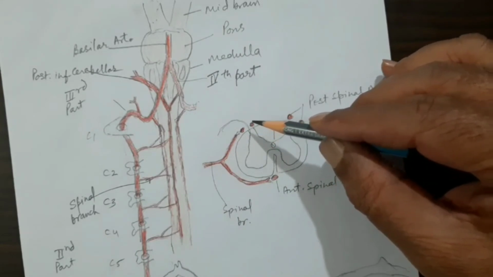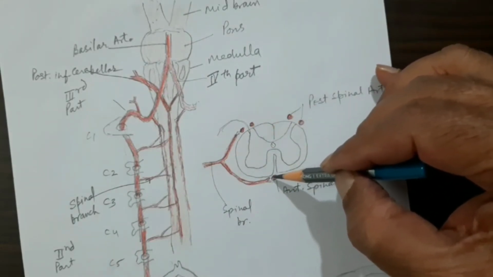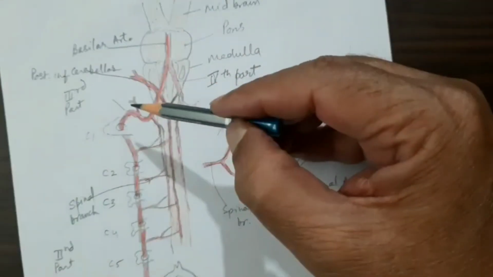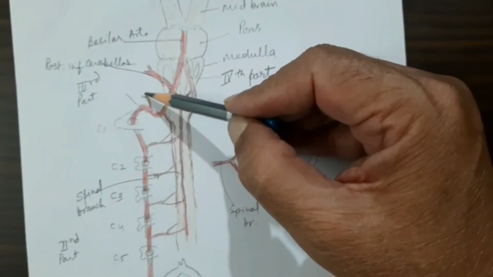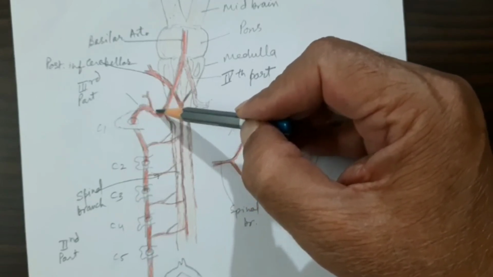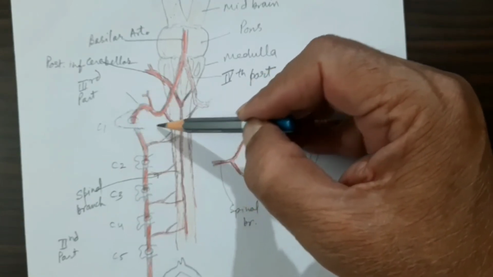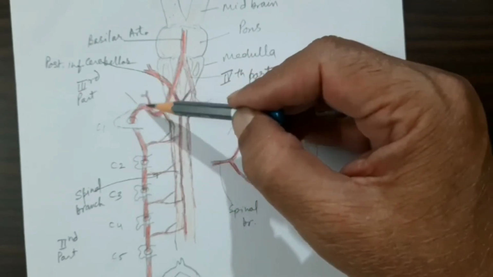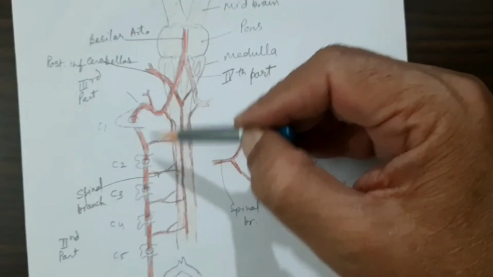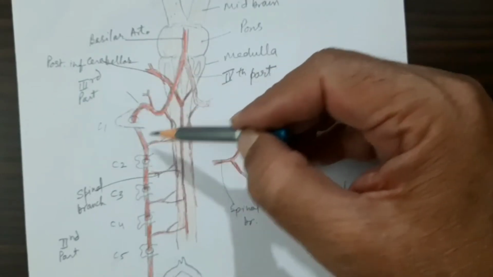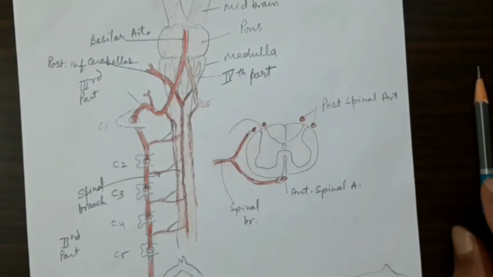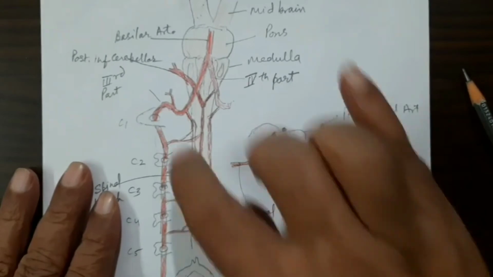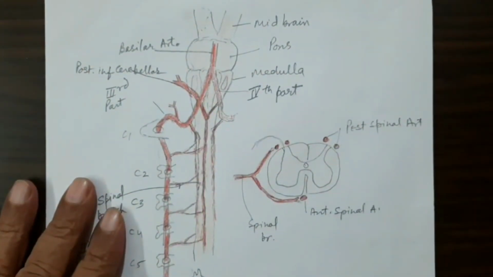So these will be the posterior spinal arteries. They are two posterior, and this is the anterior spinal artery. Then from the third part there will come out many very small branches, where it is lying in the suboccipital triangle, as I said. These are the muscular branches which will be given to the rectus capitis posterior major and minor, superior oblique and inferior oblique, the muscles which form the boundary of the suboccipital triangle.